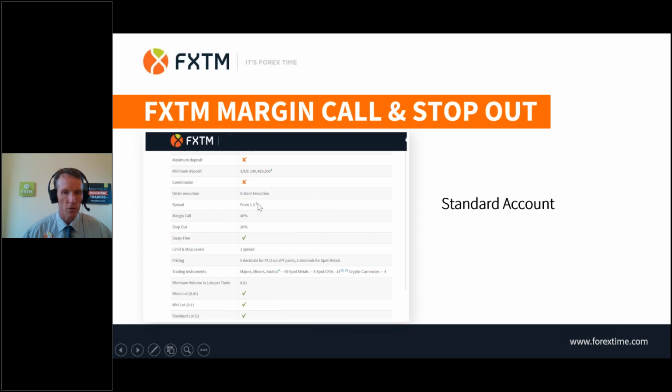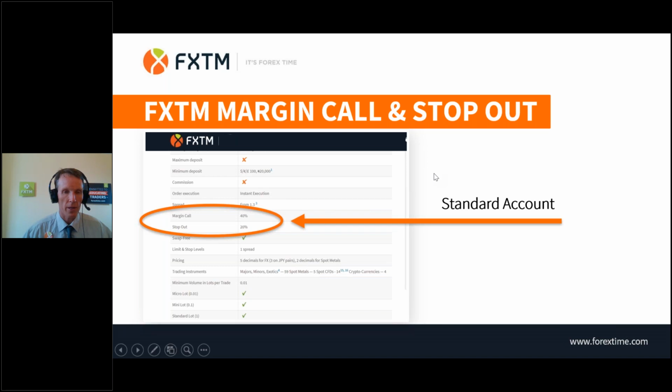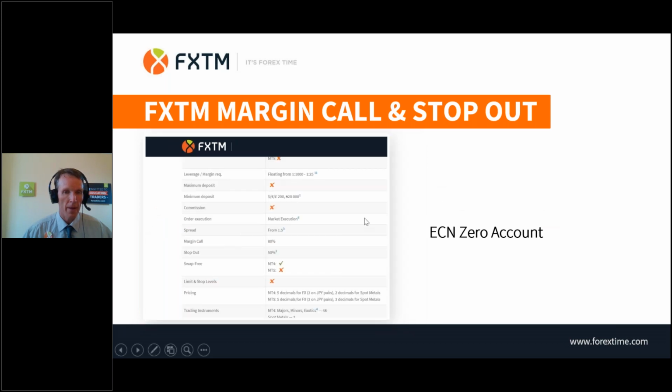Right, on a standard account, you follow the same procedure, and then this is the margin call and stop out. You see it's a little bit lower, and there's a reason for that. Normally, the guys that open a standard account have more skill, so they know how to manage their account, their risk, a little better.